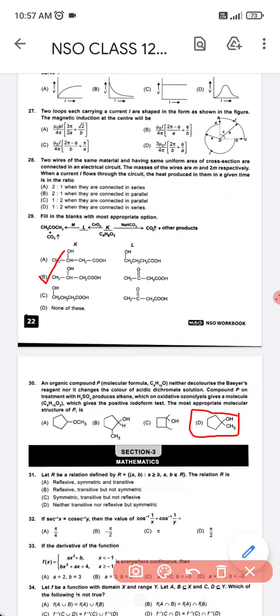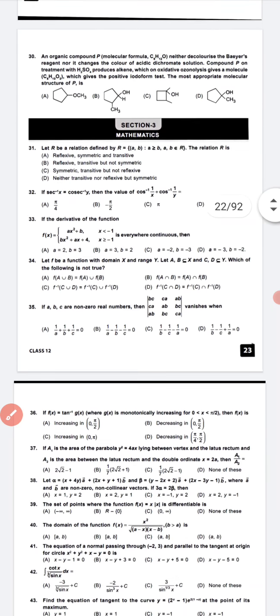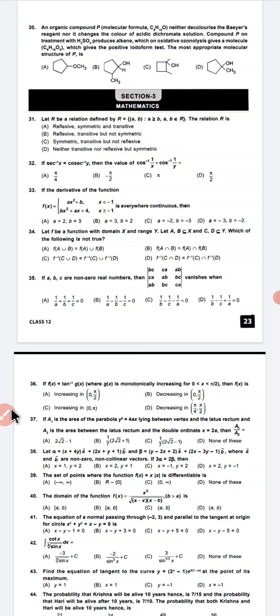Okay. Now we have the mathematics section. Under the mathematics section we have question 31. Let R be a relation defined by R equals (a, b), where a is greater than or equal to b and a, b belong to R. The relation R is reflexive, symmetric and transitive.